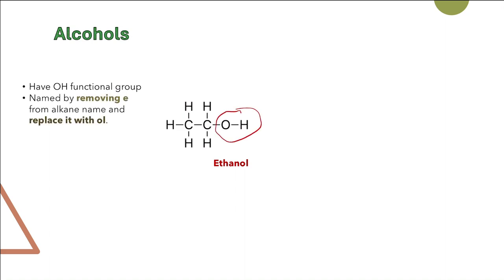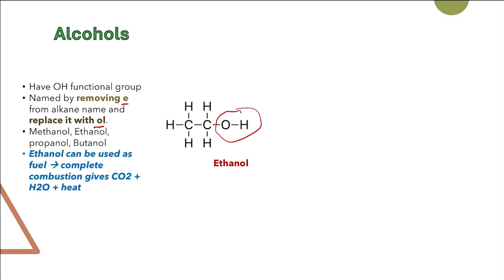To name an alcohol, you just remove the letter E from the name of the alkane and replace it with ol. So you have methanol, ethanol, propanol, and butanol. Ethanol can be used as fuel because it can undergo complete combustion to give carbon dioxide, water, and heat.